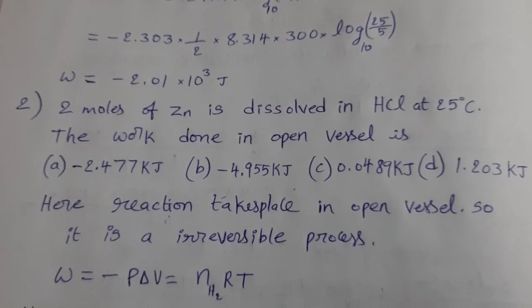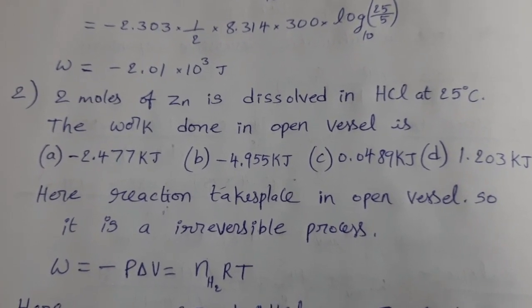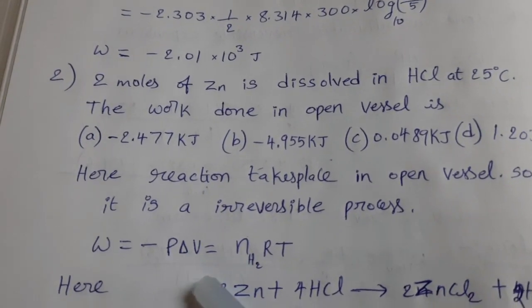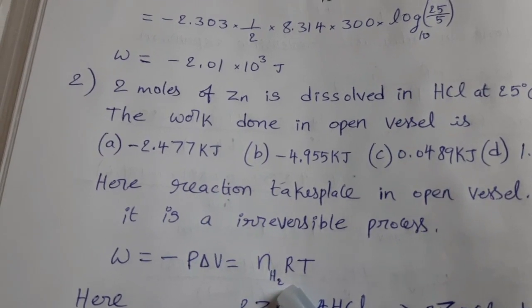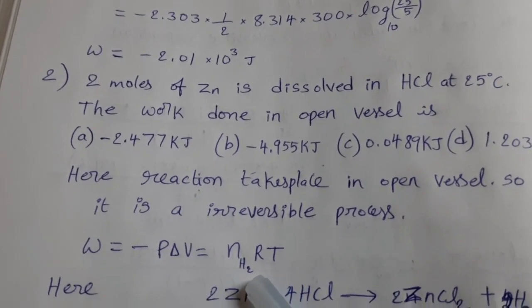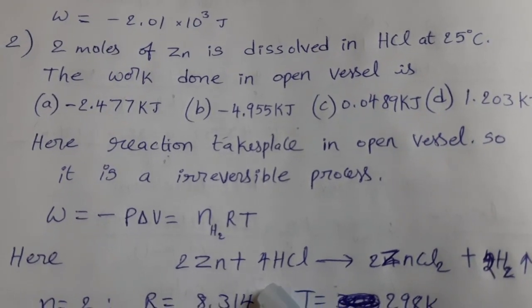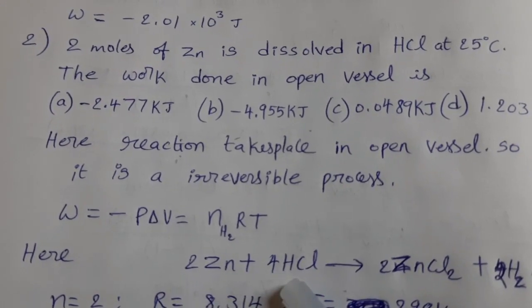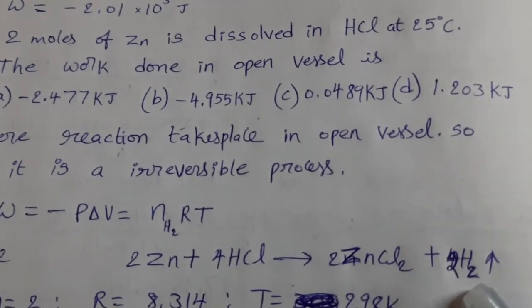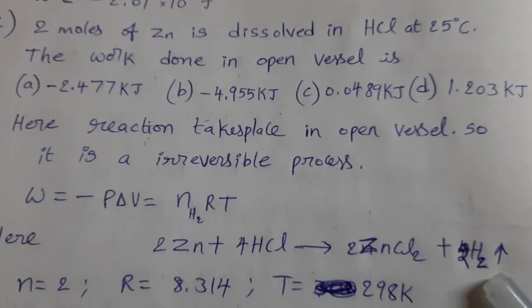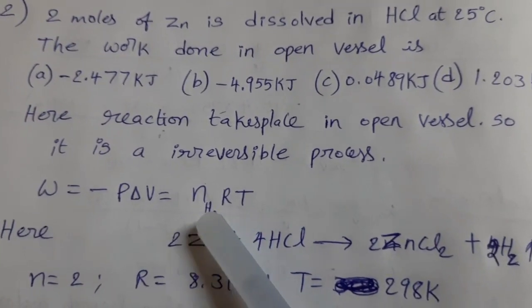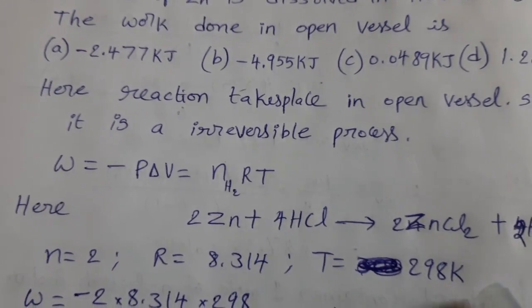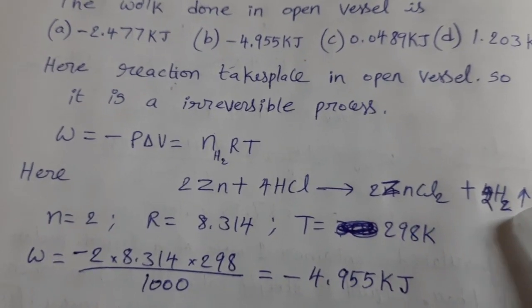W equal to minus P delta V that equal to n H2 RT. Already we know that ideal gas equation PV equal to nRT. Here H2 means hydrogen gas is released when zinc reacts with HCl. This is the equation: 2 moles of zinc plus 4 HCl gives rise to 2ZnCl2 plus 2H2. So how many moles of hydrogen is released? So that is here n H2 into RT. R means 8.314, T 298 Kelvin. According to equation, number of moles of hydrogen is 2.